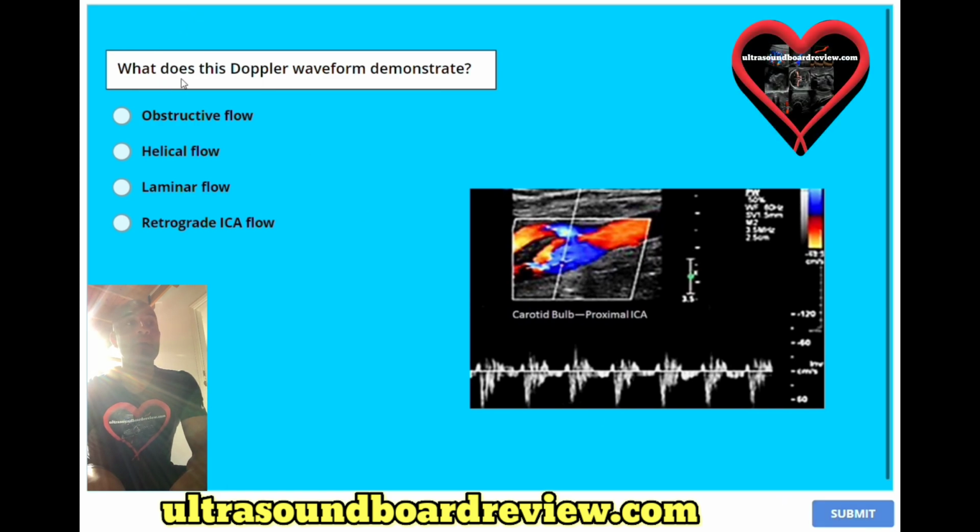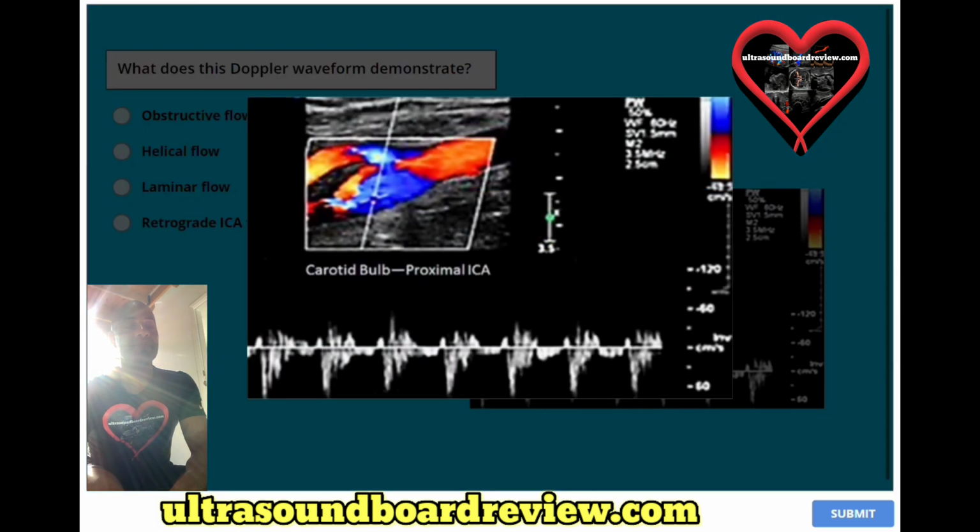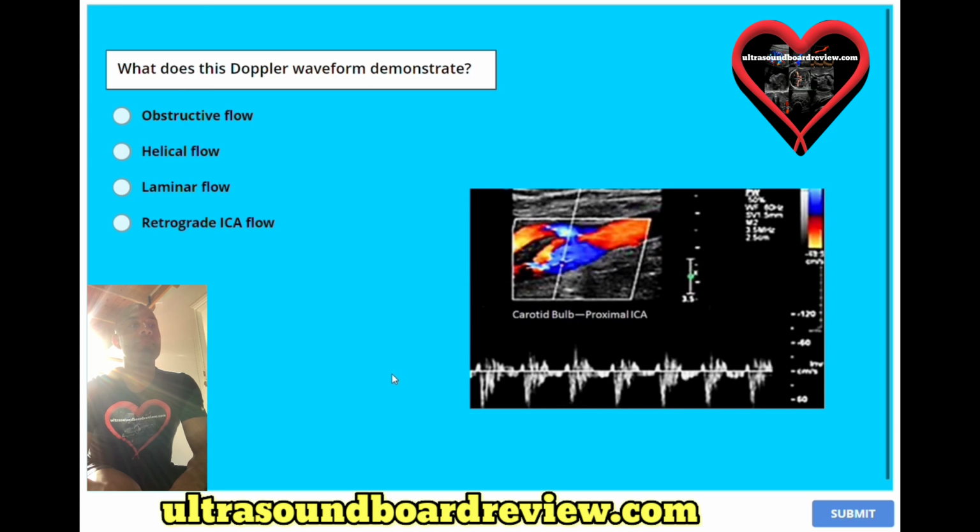Question 27. What does this Doppler waveform demonstrate? A, obstructive flow, B, helical flow, C, laminar flow, or D, retrograde ICA flow? The answer is B, helical flow.